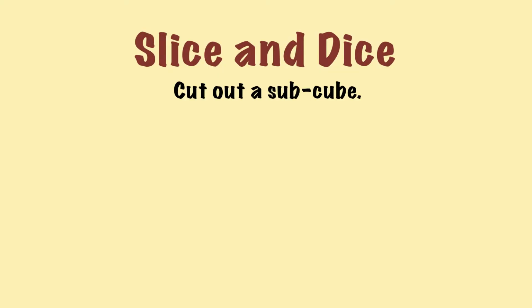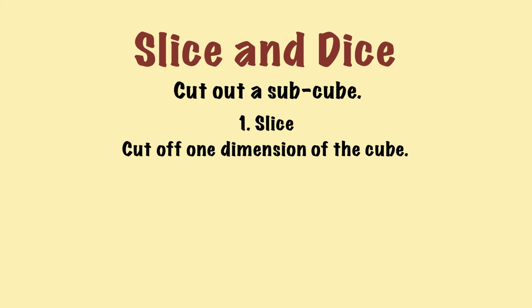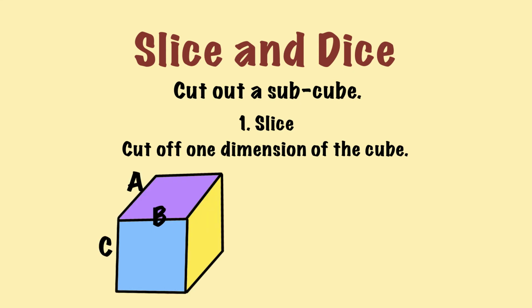Both slice and dice cut out a subcube, but in a slightly different way. Slice cuts off 1 dimension of the cube. Say we have a 3-dimensional cube. The dimensions are A, B, and C. What slice does is remove dimension A, so we now have a 2-dimensional surface.